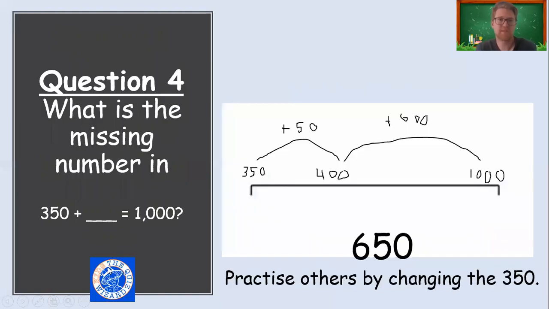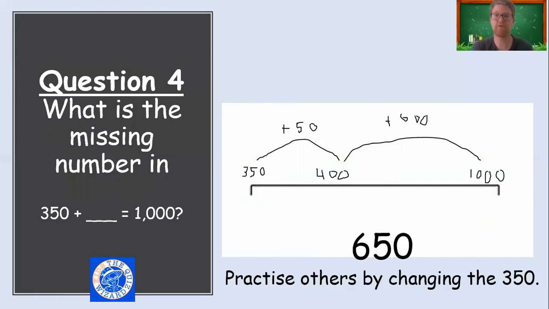Question 4. What is the missing number in 350 add something equals 1000? I did put a number line on there to try and give you a bit of an idea. So what you could do is, you know that you've got 350 to start with and you're trying to get to 1000. You need to find the difference between the two. So if you do 350, think about what your next 100 would be. That's 400, and you have to add 50 to get there. 360, 370, 380, 390, 400. Okay, so you added 50, 5 tens.